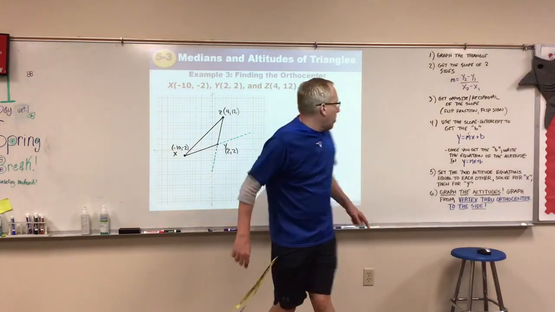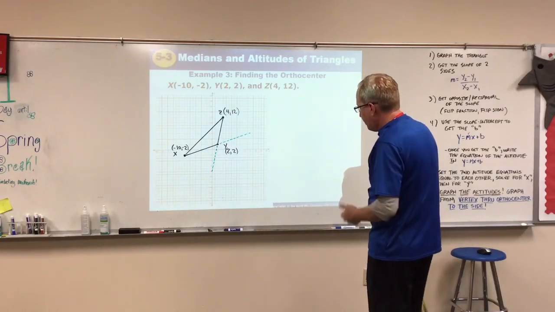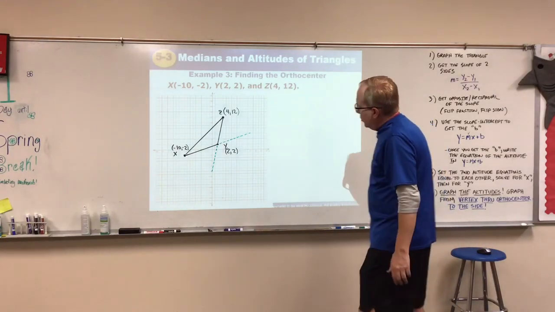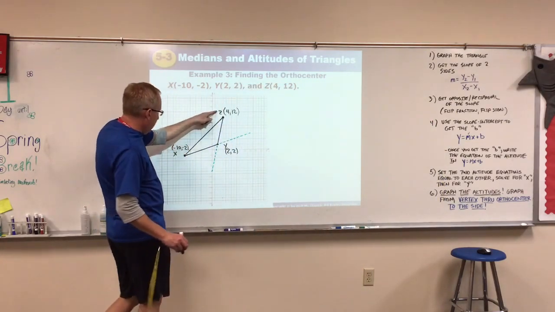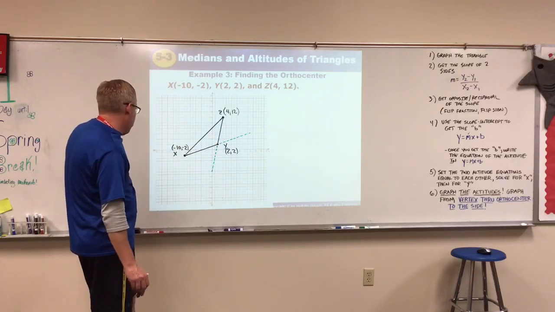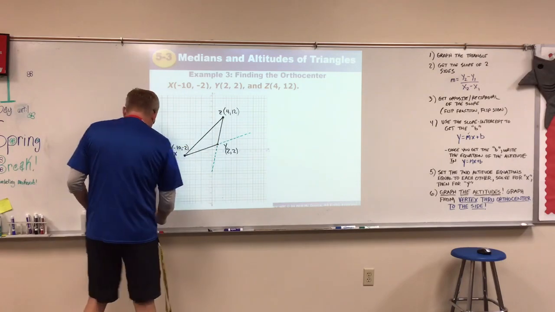So just like the last problem, we're going to go through these where you get the slope of two sides. All right? So we're going to do, let's see here, we're going to do xz, and then we're also going to do xy. So we're going to do xz and xy.